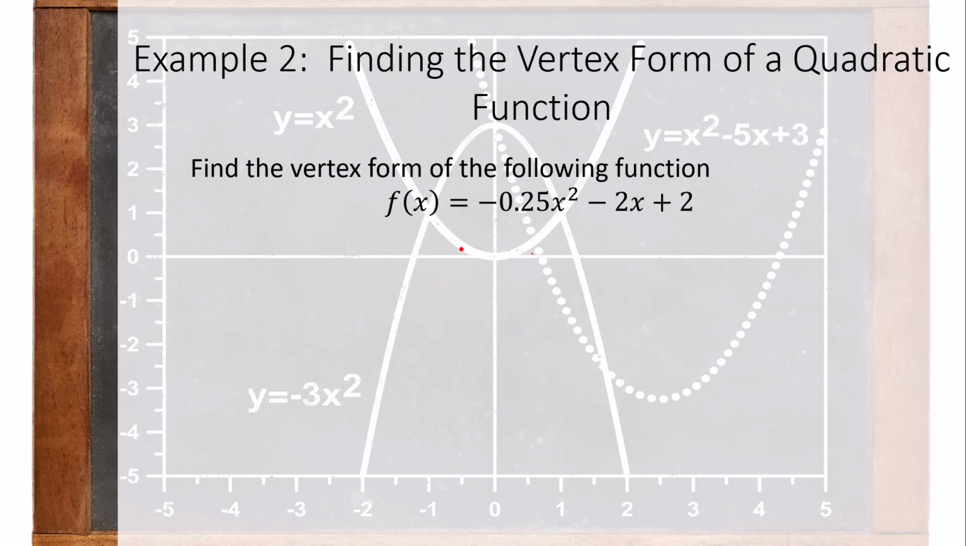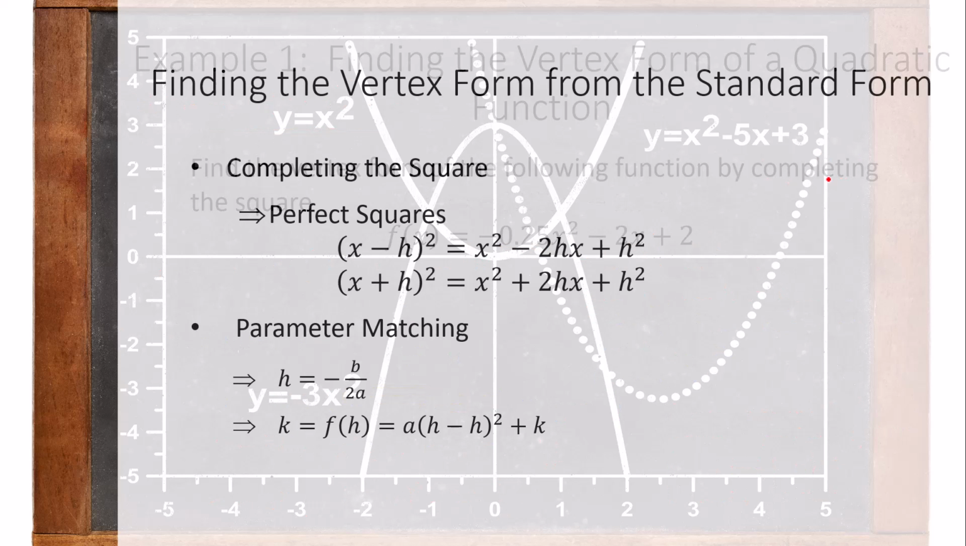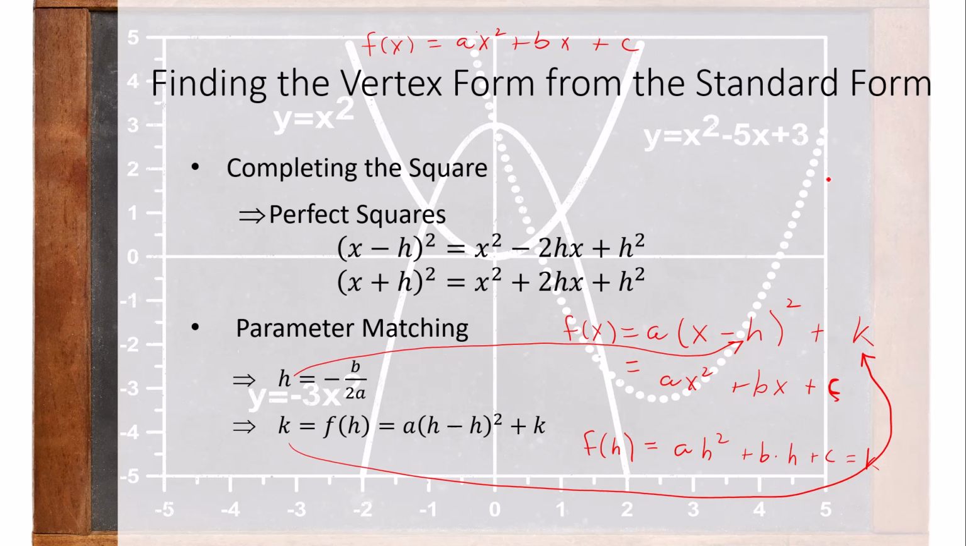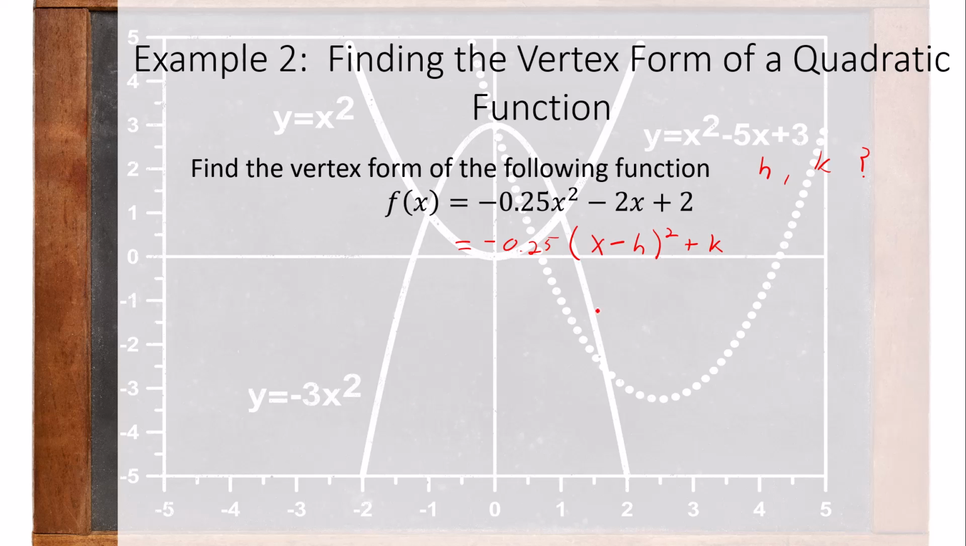Instead, I want you to take advantage of the fact that the vertex form is going to be f of x is equal to negative 0.25, that's a, times the quantity x minus h squared plus k. And all you need to do is figure out what h is and figure out what k is. Well, I've already told you that. h is going to be negative b over 2a. It's right here. Well, here's b, and there's a.